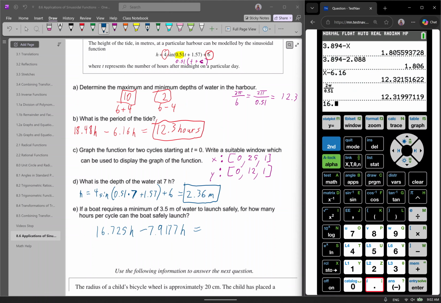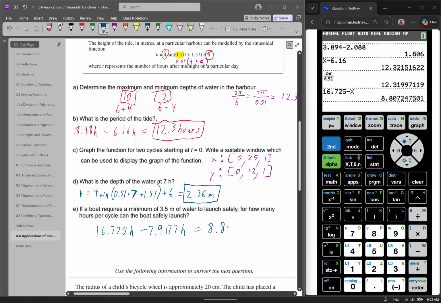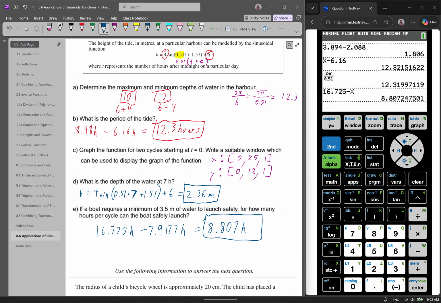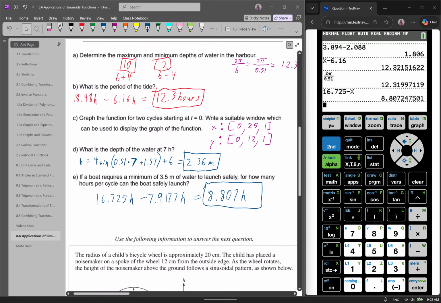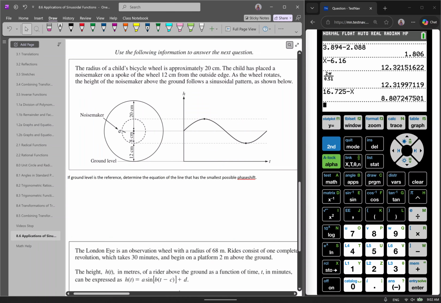So 16.725 minus x, and I get 8.807 hours. So this is how many hours during one cycle that we can launch the boat safely. Okay, just 2 more questions that we're going to do, and then we'll be finished this video.